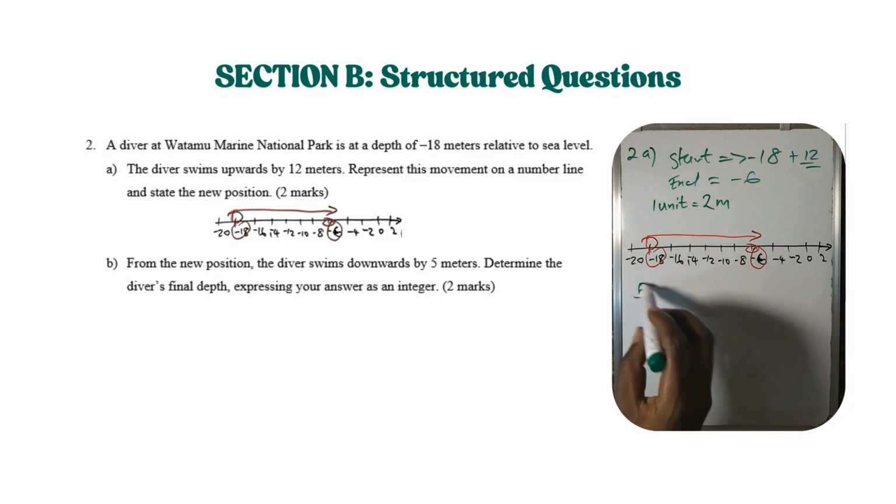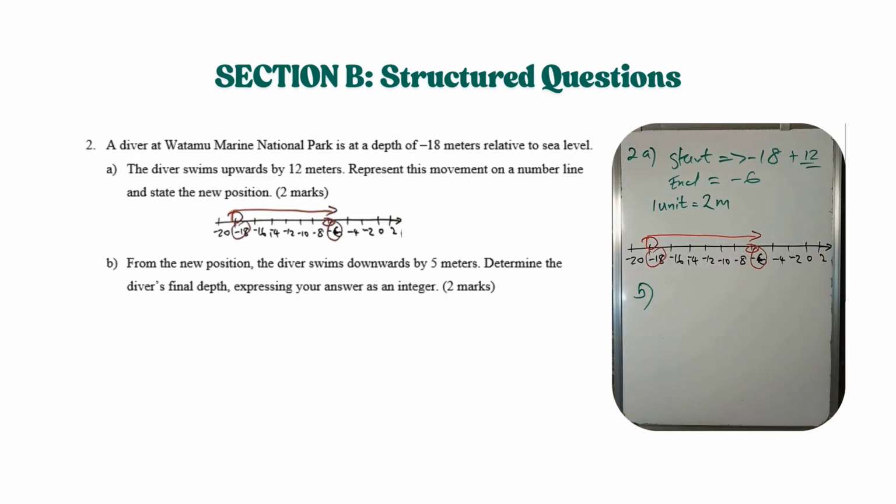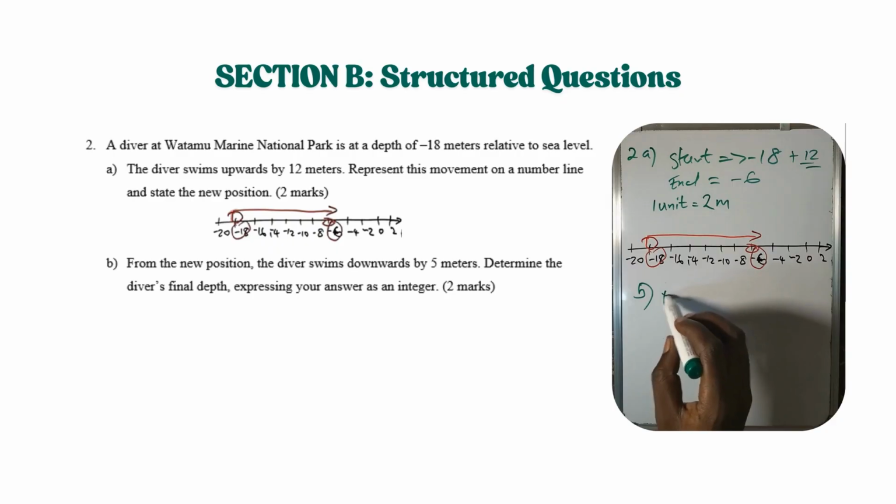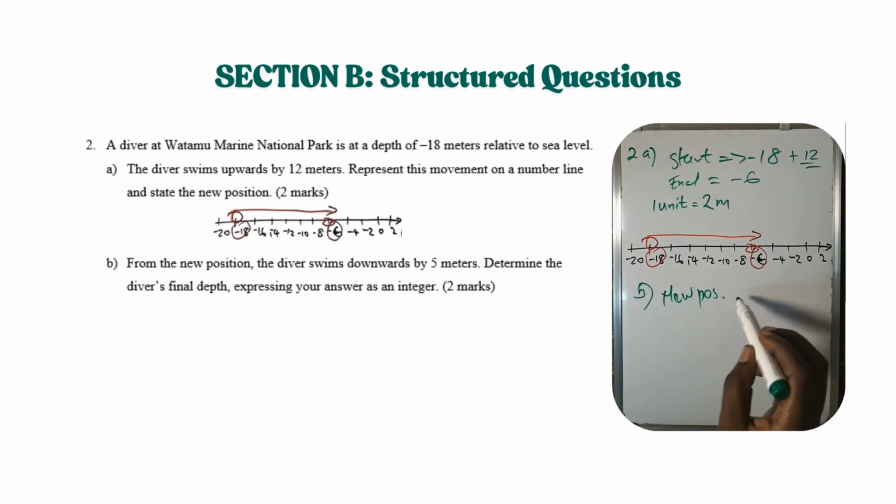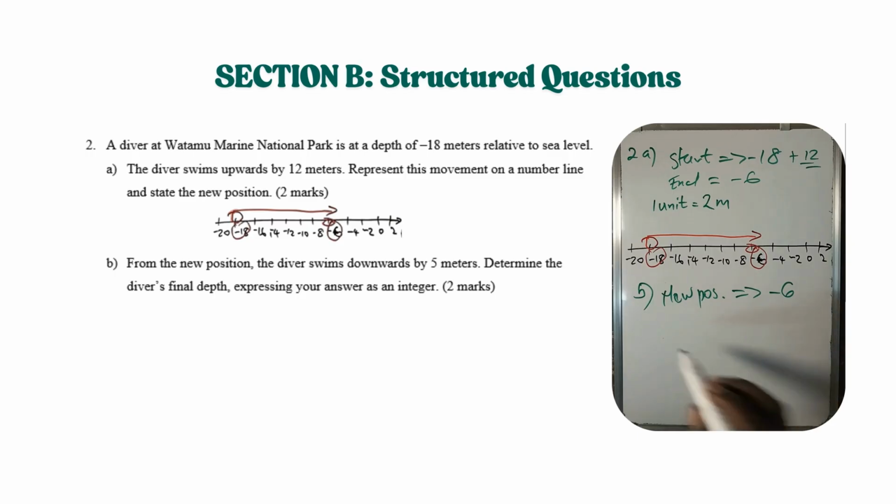So let's go to part B. From the new position, the diver swims downwards by 5 meters. Determine the diver's final depth, expressing your answer as an integer. The new position is negative 6 meters, and from this position the diver swims downwards by 5 meters. When you say downwards, you subtract.